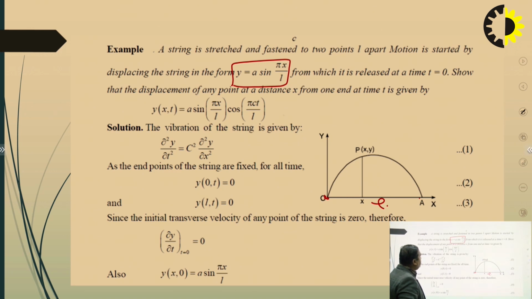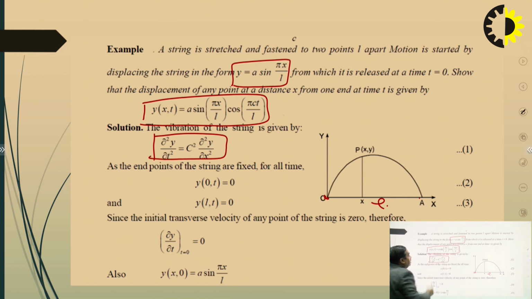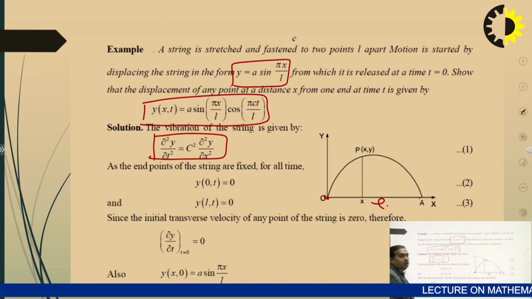Show that the displacement of any point at a distance x from one end at the time t is given by this. We have to show y(x,t) is equal to A sine pi x upon L cos pi ct upon L. The vibration of the string is given by the one dimensional wave equation: del square y over del t square is equal to c square del square y over del x square.